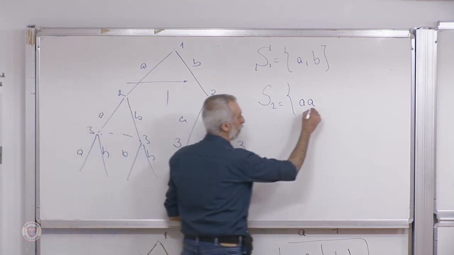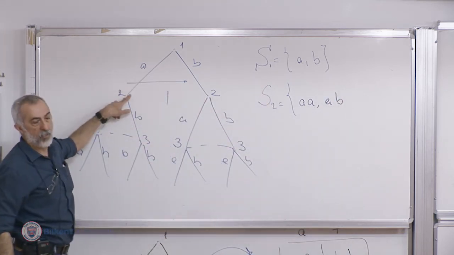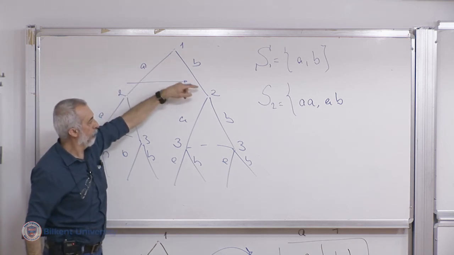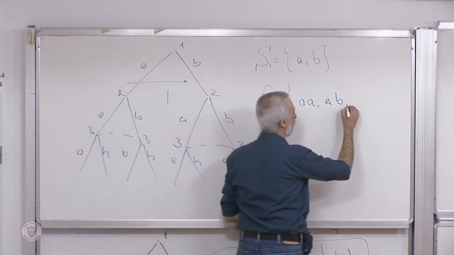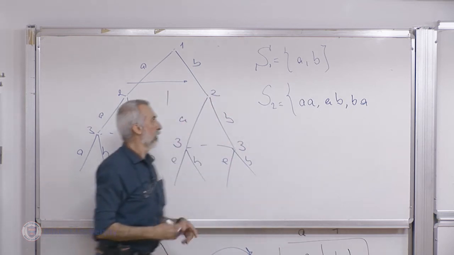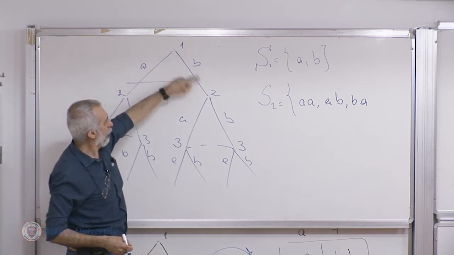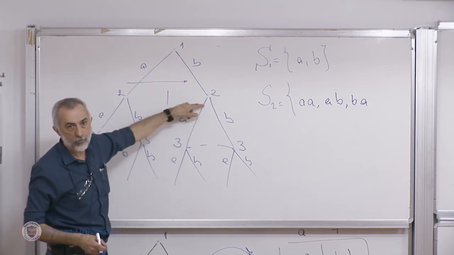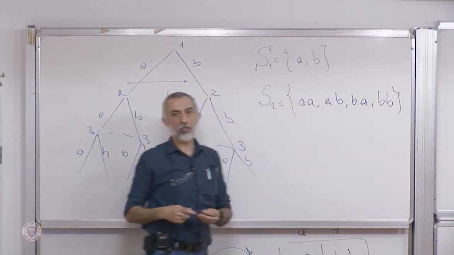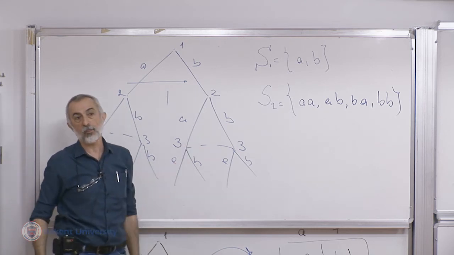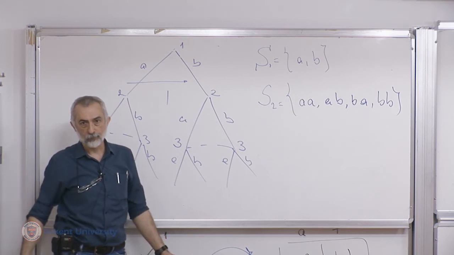Another complete plan of action would be AB. Vote for A if player 1 has voted for A. Vote for B if player 1 has voted for B. Another complete plan of action is BA. Vote for B if player 1 has voted for A. Vote for A if player 1 has voted for B. Okay? And the last one, BB. So those are the plans of actions available to player 2. Okay? So far, so good?